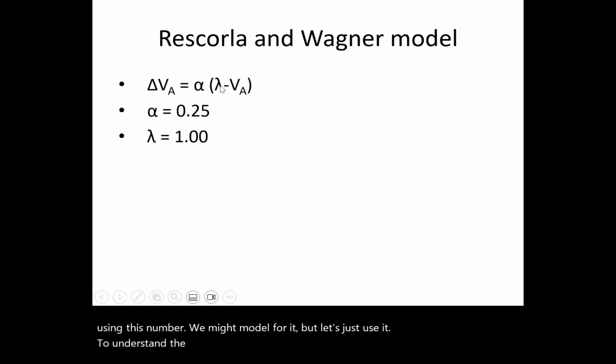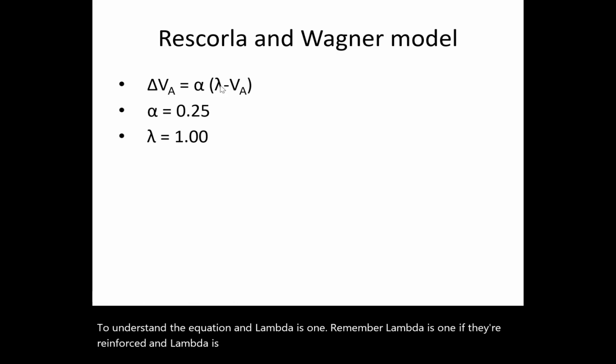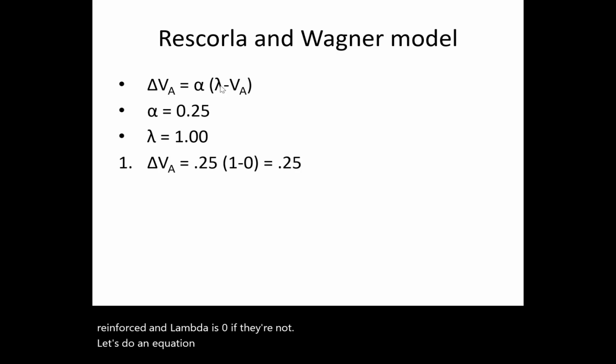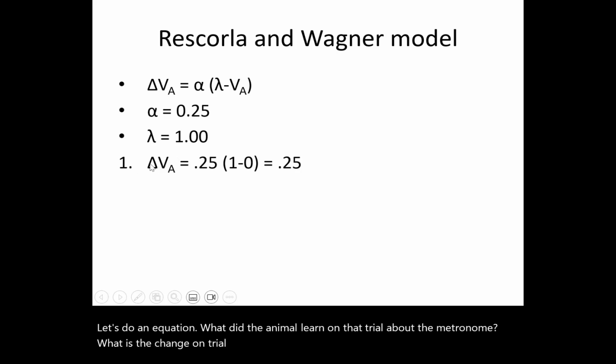And lambda is 1. Remember, lambda is 1 if they're reinforced and lambda is 0 if they're not. Let's do an equation. What did the animal learn on that trial about the metronome? What is the change on trial 1 to the associative strength of stimulus A?